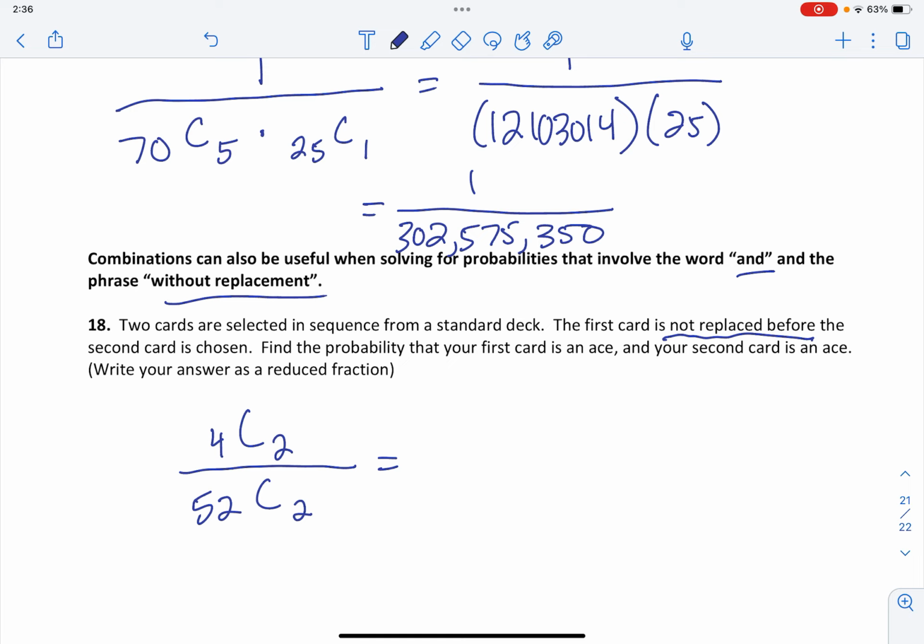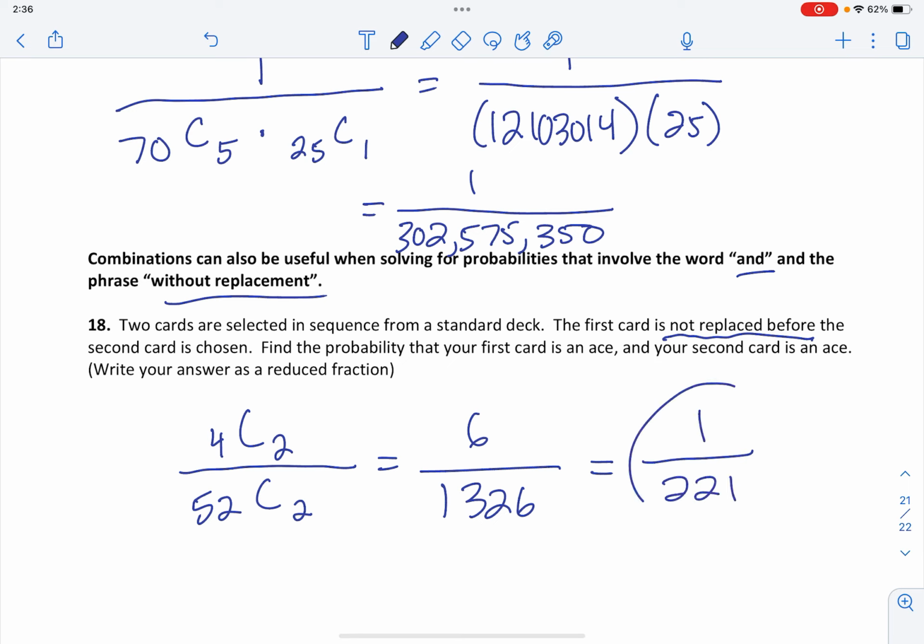And there you have it. 4 choose 2 is equal to 6. 52 choose 2 is 1326. And then 6 divides evenly into 1326 221 times. This is 1 out of 221. And we did it. Okay, so there's the end of chapter 3.